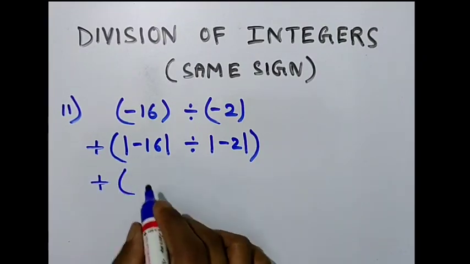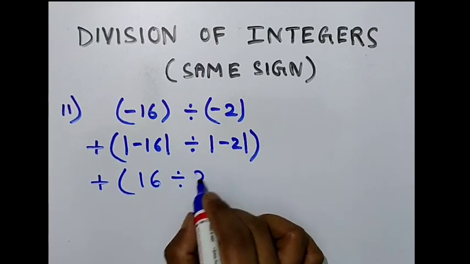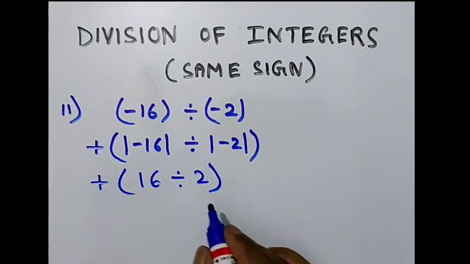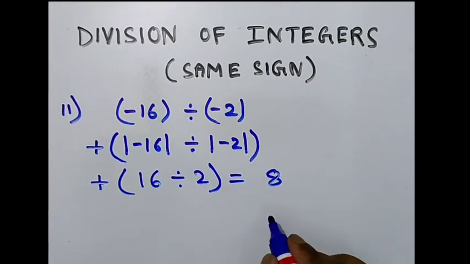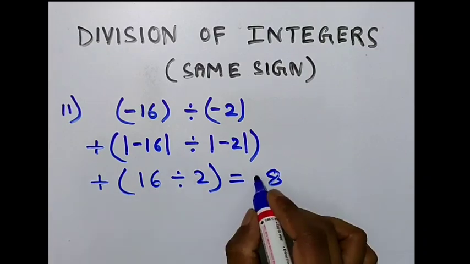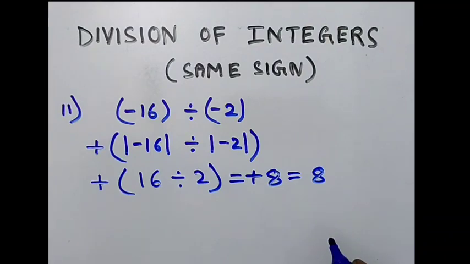And then what is the absolute value of negative 16? 16. Absolute value of negative 2? 2. So 16 divided by 2 gives us 8. So 2 8s are 16. And then we'll simply put the positive sign here, which is equal to 8. So is it clear? So when we divide integers of same signs, the result is a positive integer, whether it be negative integers or positive integers.